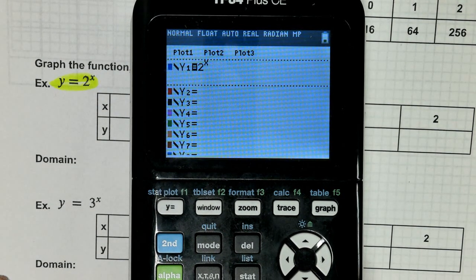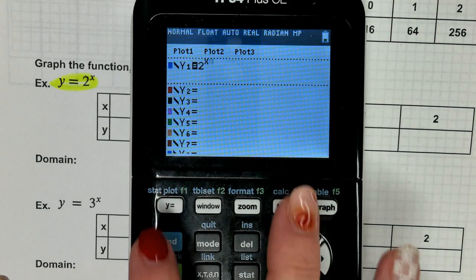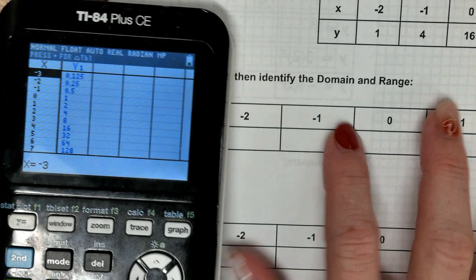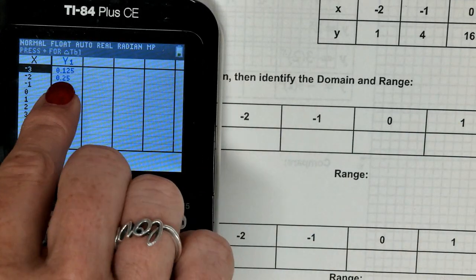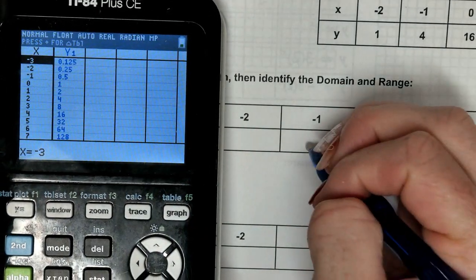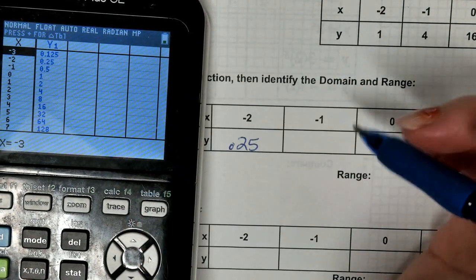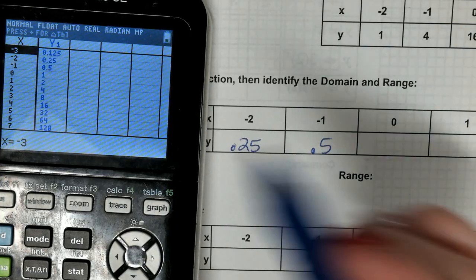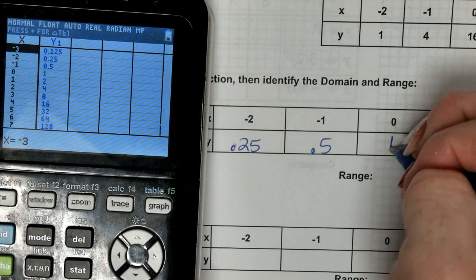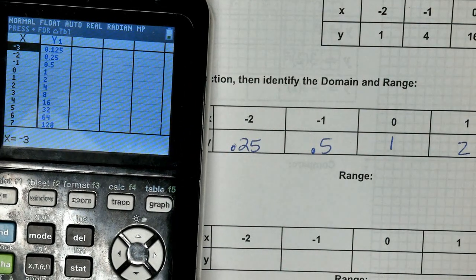And then to fill out my table, I simply go to second graph or second table, and I just fill in the numbers that go. So when x is -2, y is 0.25. When x is -1, y is 0.5. When x is 0, y is 1, and so forth.